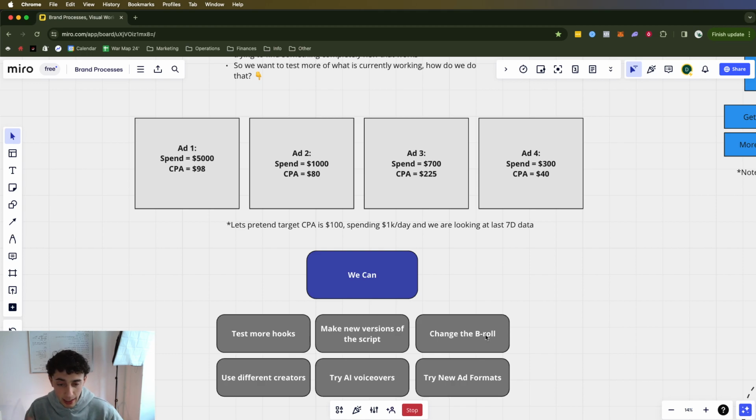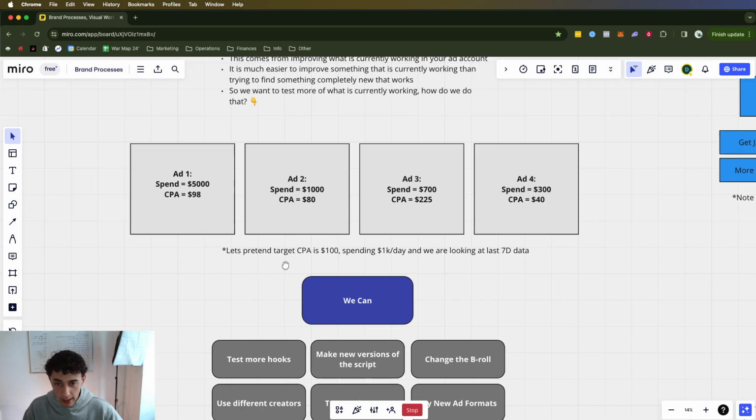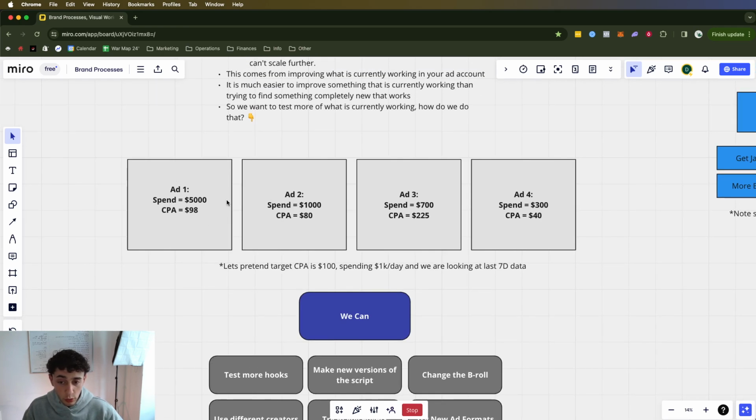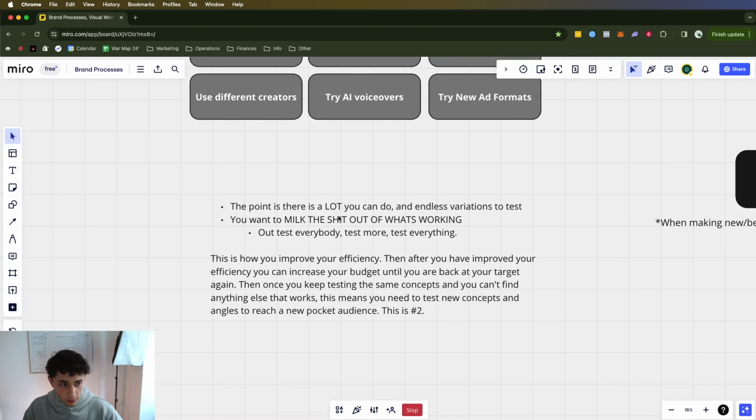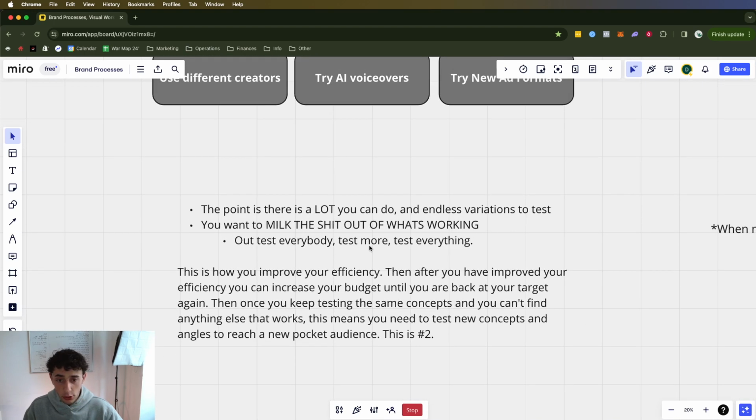And 99% of the time, you just aren't testing enough. Okay? So these are just examples you can take to start testing more and improving the ad. Okay? There you go. Now, the point is there is a lot you can do and endless variations to test. And you want to milk this out of what was working. Out test everybody, test more, test everything.